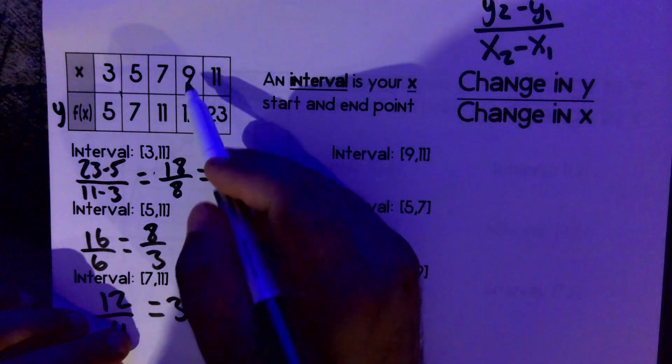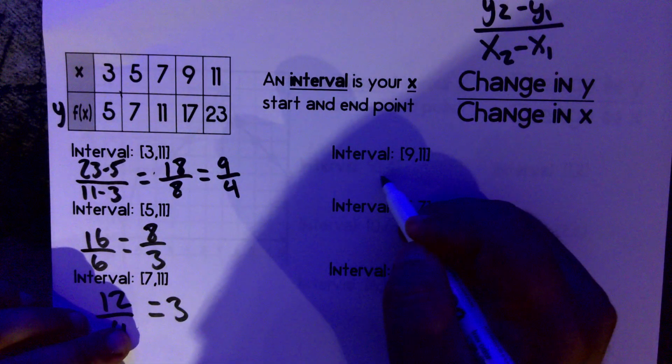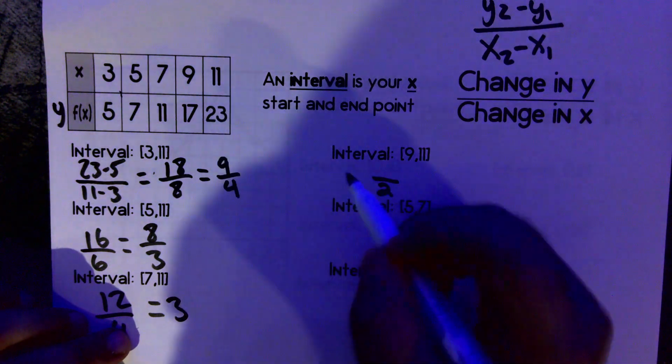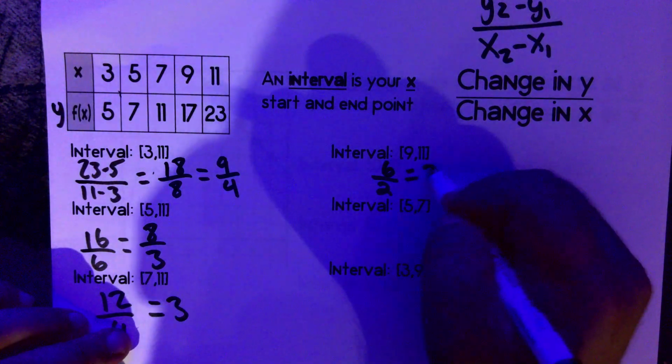From 9 to 11, it's right here. It went up 2. Change of 2 on the x. And went up 6 on the y. That's also 3.